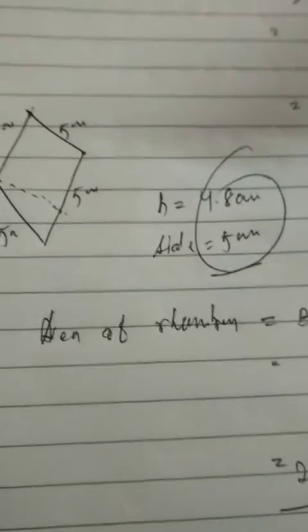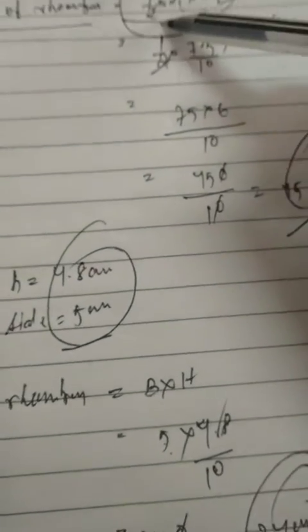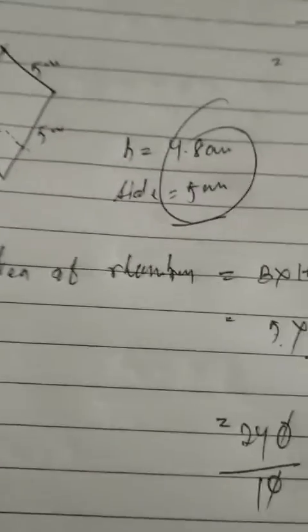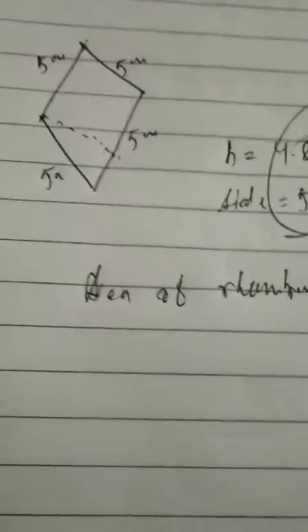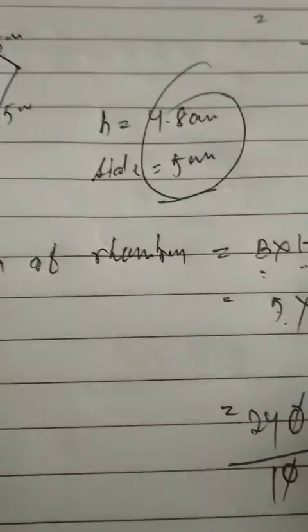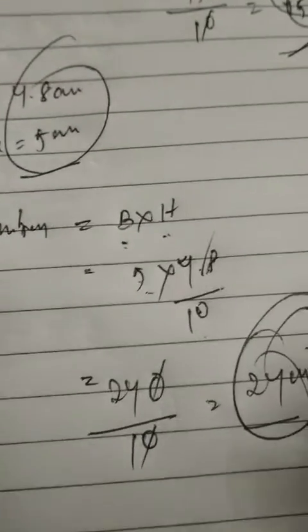So children, I believe I have shown two different processes to find the area of a rhombus. In the first one, we had only the measure of the diagonals, so I used the formula half into d1 into d2. Using this formula, I got the area of the rhombus. In the next one, I used the formula of base into height, so 5 into 4.8. Using this formula, I got the area of the rhombus as 24 centimeter square.